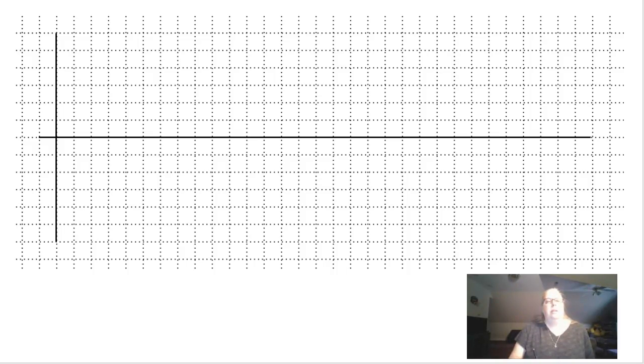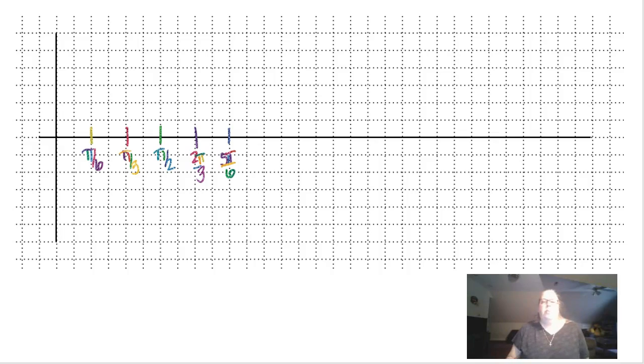Let's see, we can do pi over 6 here, and then we can do pi over 3 here, and then pi over 2 here, and then 2 pi over 3 here, and 5 pi over 6 right here.